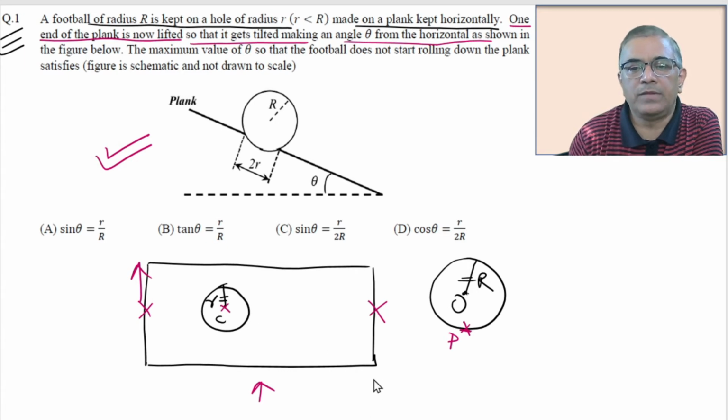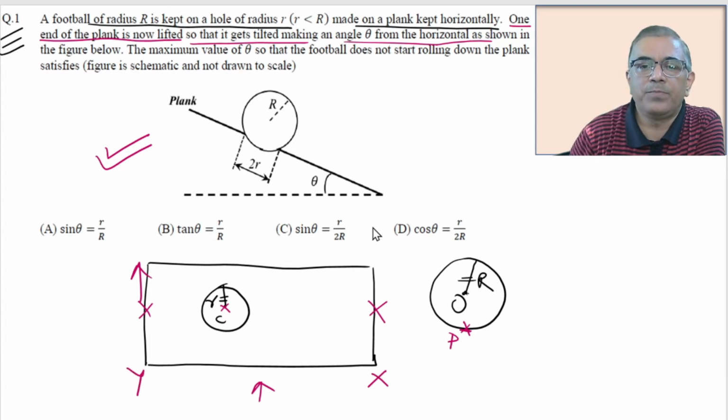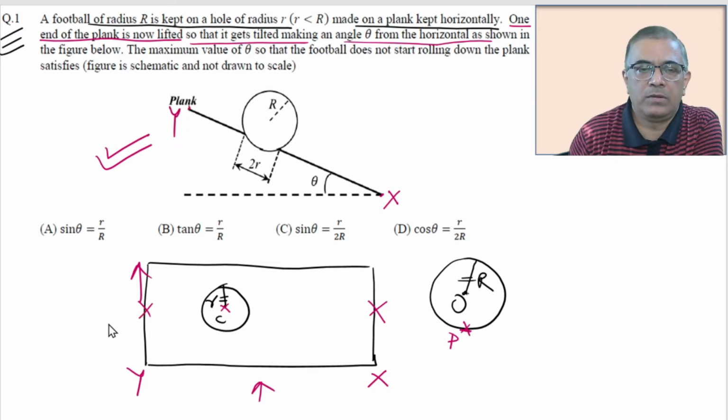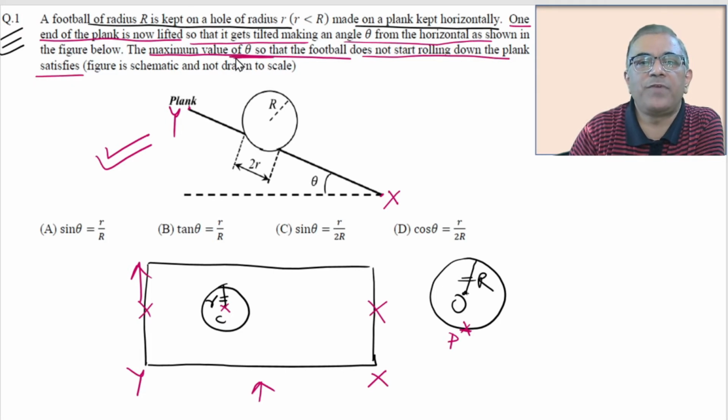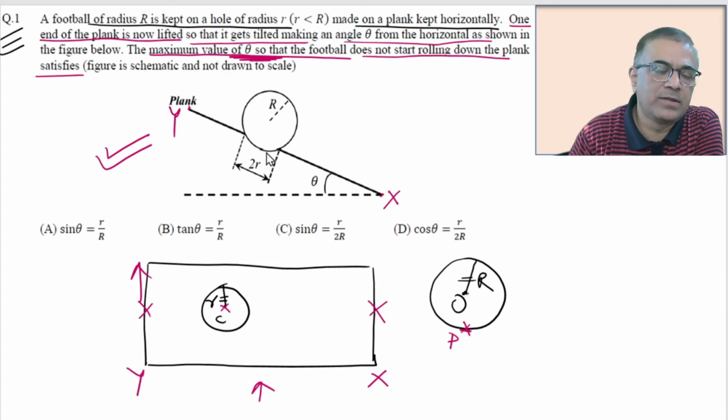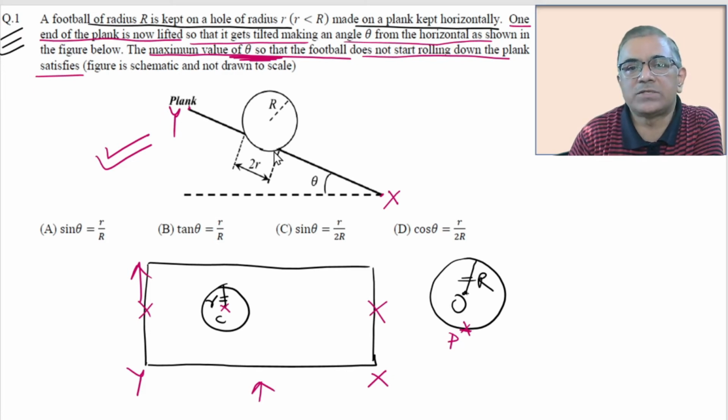Let's assume this side of the plank to be X, Y in this diagram. This point is X and this point should be Y. Let's read further. What are we supposed to do? We are supposed to find the maximum value of theta so that the football does not start rolling down the plank. So that value of theta for which the football stays within this hole and does not roll down. We are supposed to find that particular condition.